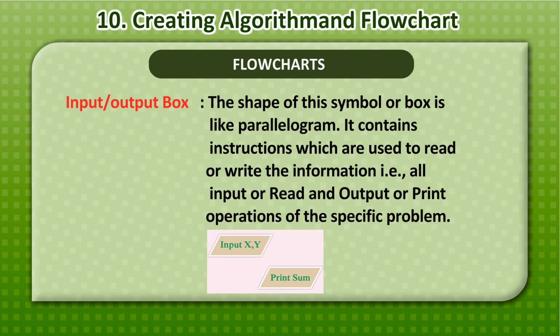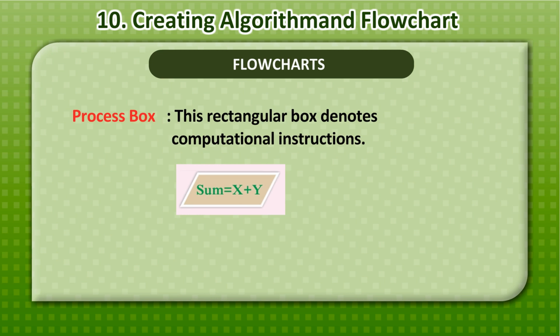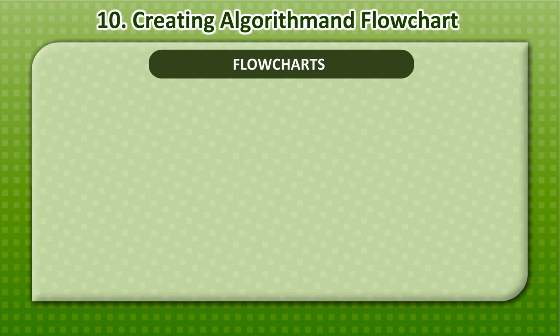Input or output box. The shape of this symbol or box is like a parallelogram. It contains instructions which are used to read or write the information. That is, all input or read and output or print operations of the specific problem. Process box. This rectangular box denotes computational instructions.